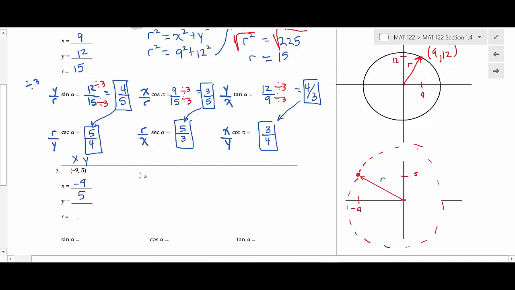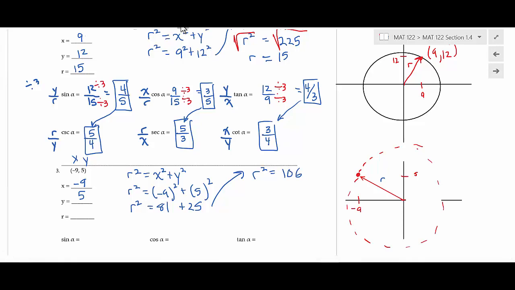Again, we're going to use the Pythagorean theorem. r squared is equal to x squared plus y squared. A lot of times your answer will turn out to be a radical. If that's the case, you don't want decimals, you just want radicals. So we're going to have parentheses, -9 squared, y is 5. So r squared is equal to 81 plus 25. If you add 81 and 25 together, you get 106.